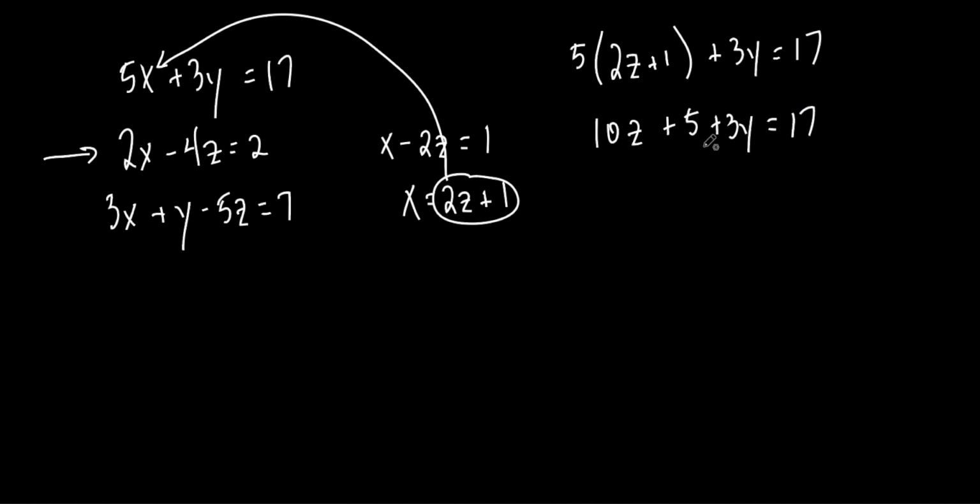Let's just get the z's and y's together. You got a z and y here. I guess. Let's just do it like this. 10z plus 3y equals 12. How did I get that? Subtracted a 5 from both sides. So I got a y and a z here, right?